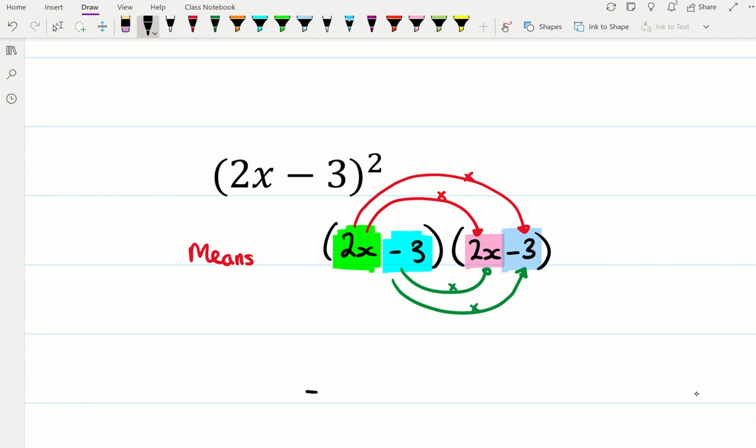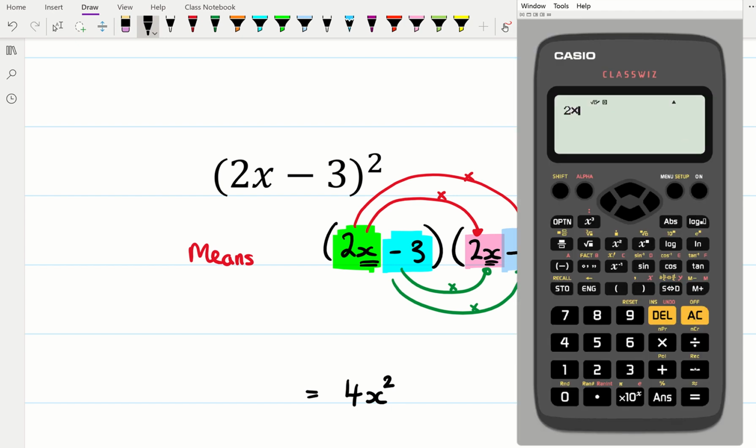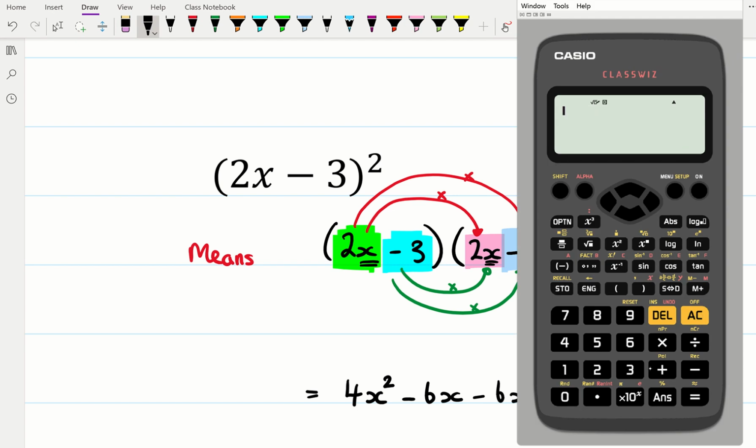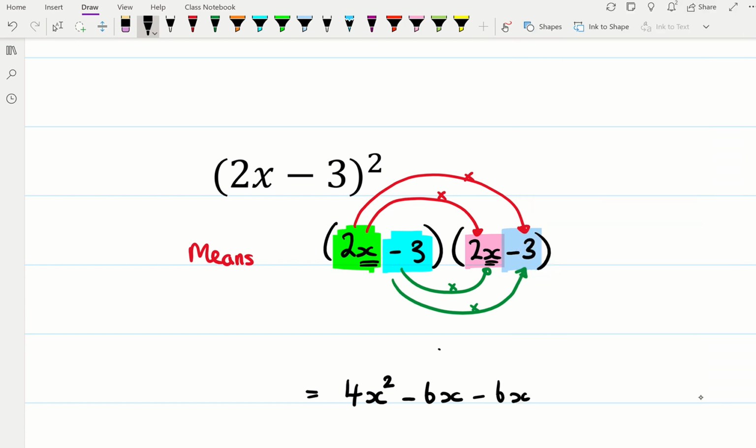2 times 2 is 4. x times x is x squared. 2x times negative 3: 2 times negative 3 is negative 6x. And again, negative 3 times 2 is negative 6x. And then negative 3 times negative 3, a negative times a negative is a positive, plus 9.